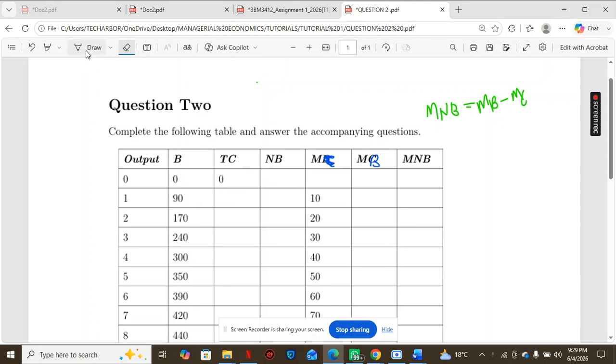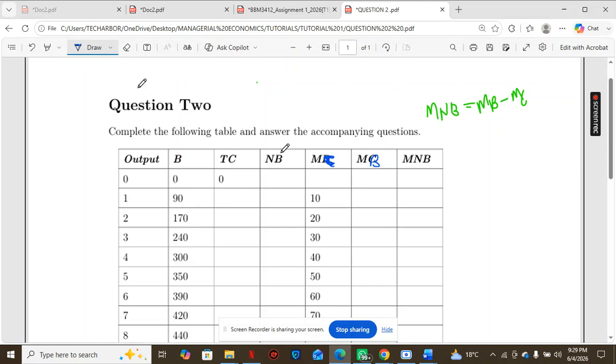So the first thing we need to find is our total costs. We already have been given our marginal costs, so we're going to use our marginal costs to get our total costs. We're going to add 0 plus 10, that gives you 10 here. Then you're going to say 10 plus 20, that will give you 30 here. Then you say 30 plus 30, that will give you 60.